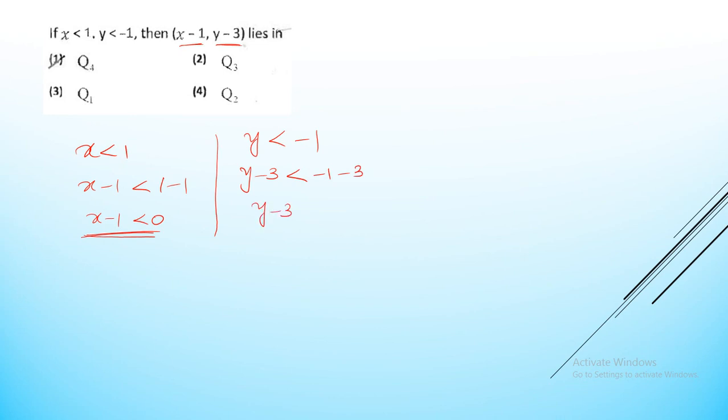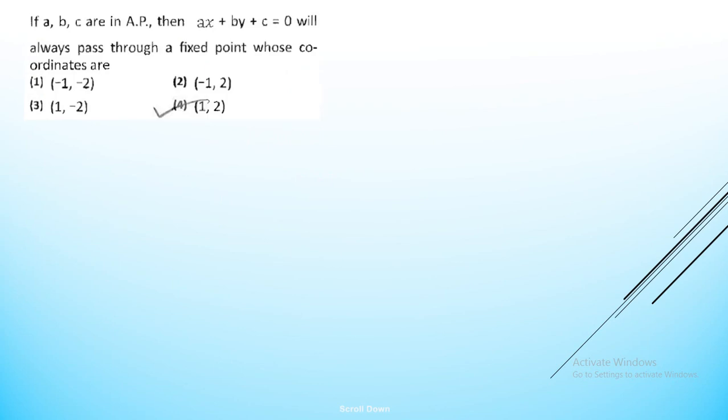So this gives me y minus 3 is less than minus 4. So if y minus 3 is less than minus 4, that means y minus 3 is negative only, no? So if both are negative, that means quadrant number 3. Next, moving on to one more question.